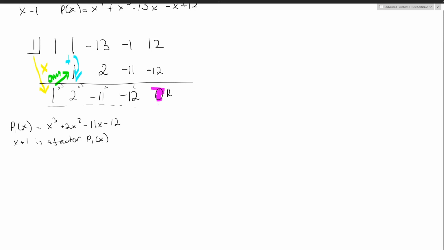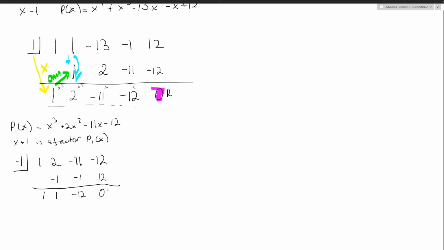Now we perform the same procedure. Since we have negative 1, we separate it again, and we write down all of these, which are 1, 2, negative 11, negative 12. We carry over the 1, and we do the same steps over again. Negative 1 times 1 is negative 1. 2 plus negative 1 is 1. Negative 1 times 1 is negative 1. Negative 11 plus negative 1 is negative 12. Negative 12 times negative 1 is 12. Negative 12 plus 12 is equal to 0.